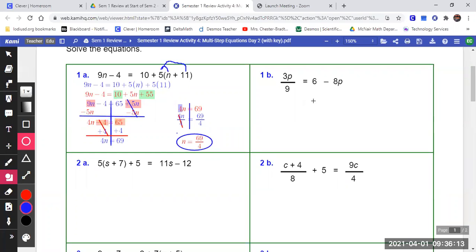In 1B? Do we have a distribution in 1B? No. Do I have more than one of the same thing on the same side? Like we had here, we had a 10 and a 55. Those were the same things. There was more than one.